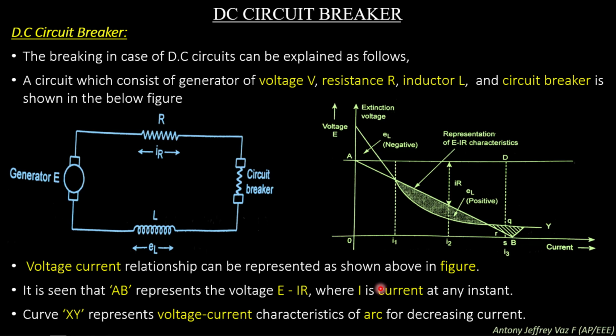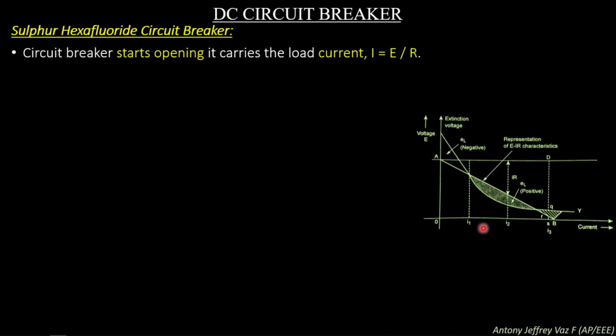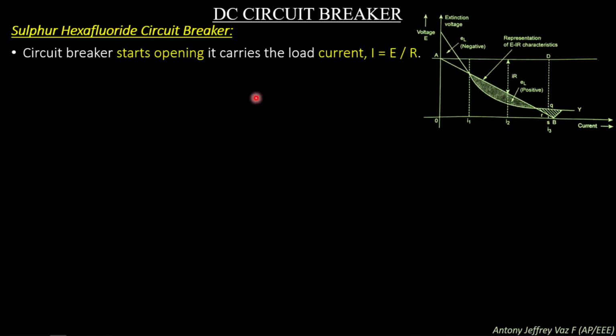at any instant. Curve XY represents voltage current characteristics of arc for decreasing current wave, and this is the curve XY, and this curve XY represents the decreasing current arc wave. When the circuit breaker starts opening, it carries the load current I equal to E by R. So this is the current which is shown in the graph.